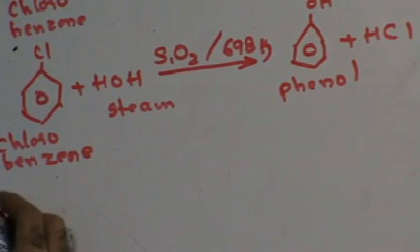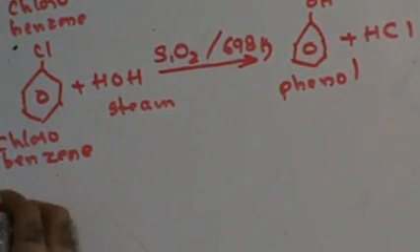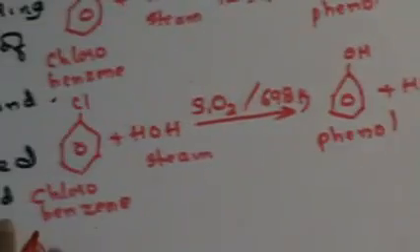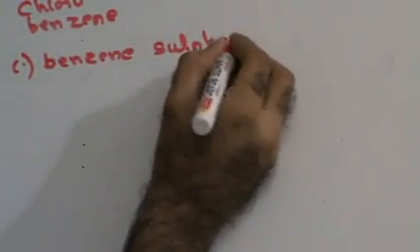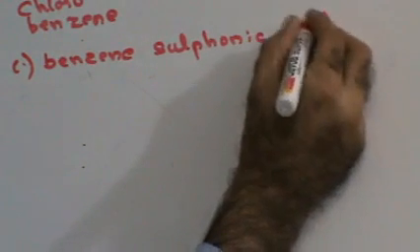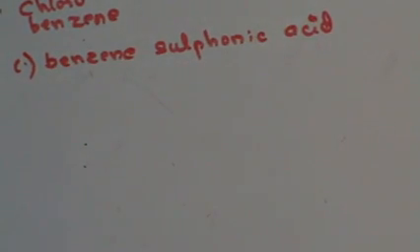The third method for preparation is from benzene sulfonic acid. Preparation from benzene sulfonic acid. Now benzene sulfonic acid is first neutralized by using sodium hydroxide, and after it has been neutralized, the salt, sodium benzene sulfonate, is dried on vaporization to remove water to give you phenol.